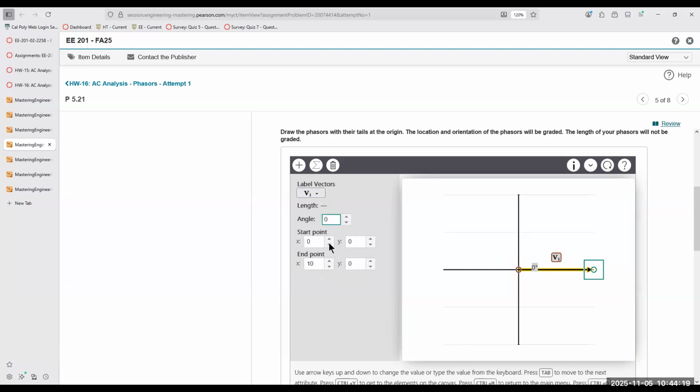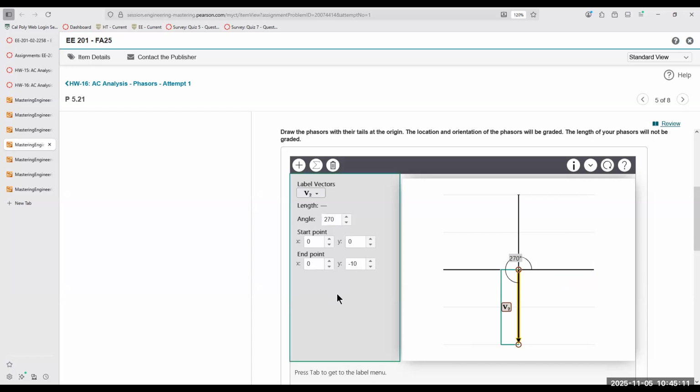So angle 0, start point 0, 0, end point x. Why is it? That's interesting. Minus 10. Okay, let's see that. And then V2, what was V2? 100 with the angle of minus 90. So start point is 0. Angle is minus 90, or 270.